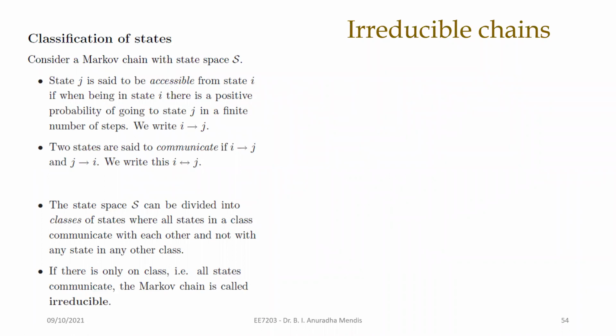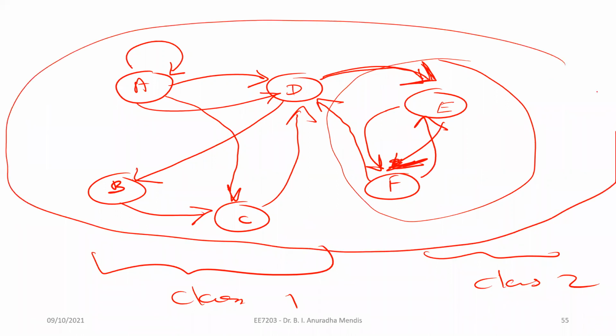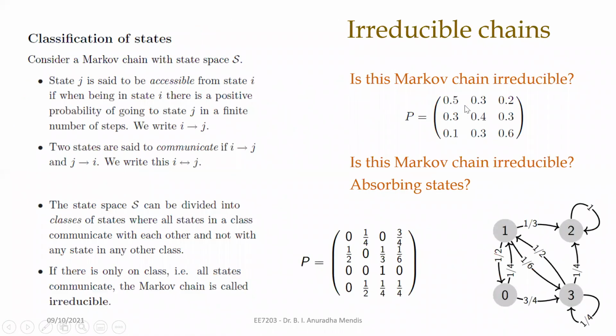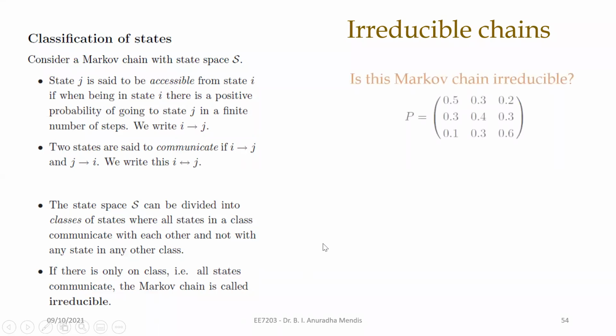Now, if there is only one class, that means all states communicate. In this case, we don't have one class, we have two classes. But let's say there is a transition from F to D like this, then there is no problem. So then you can have only one class. So we cannot reduce the Markov chain into two classes. That kind of Markov chain we call irreducible Markov chain. That means all states communicate with each other.